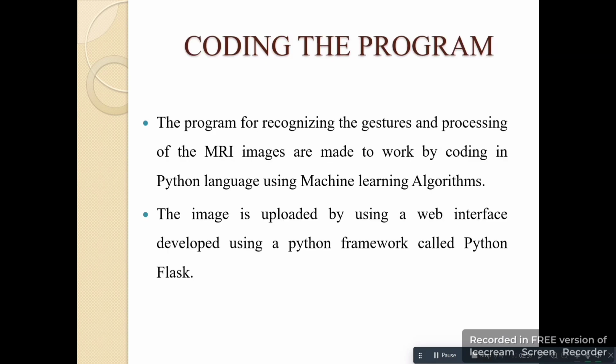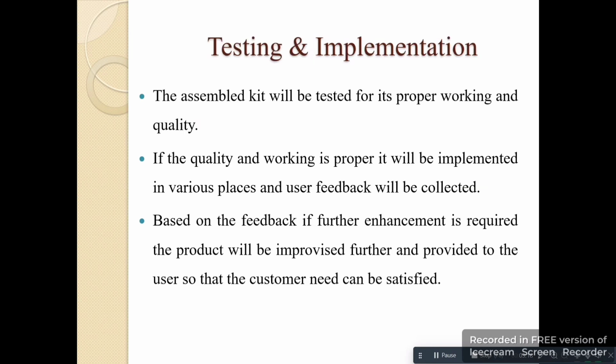Coding the program. The program for recognizing the gestures and processing of the MRI images is made to work by coding in Python language using machine learning algorithms. Here we have used the CNN algorithm, which is called convolutional neural network. The image is uploaded by using a web interface developed using a Python framework called Python Flask.